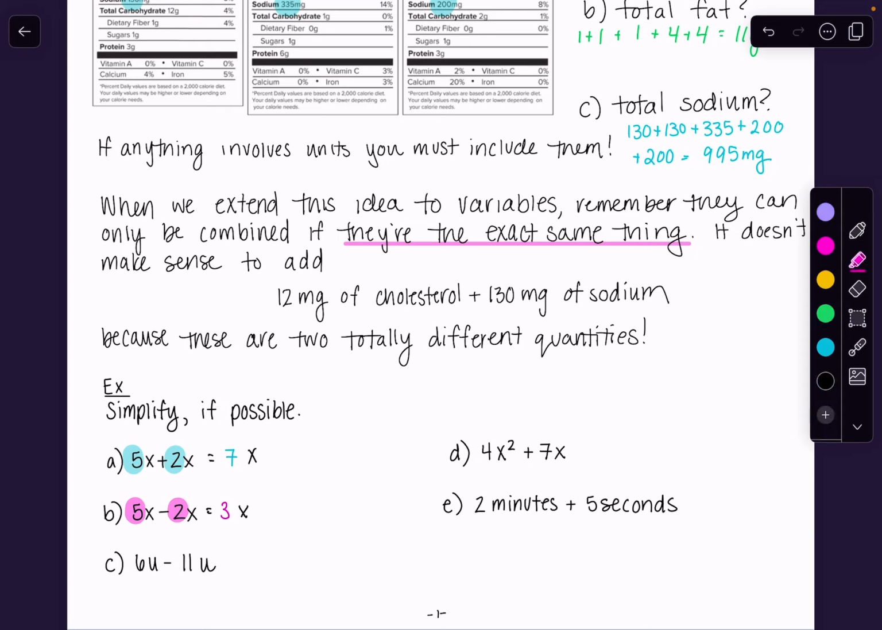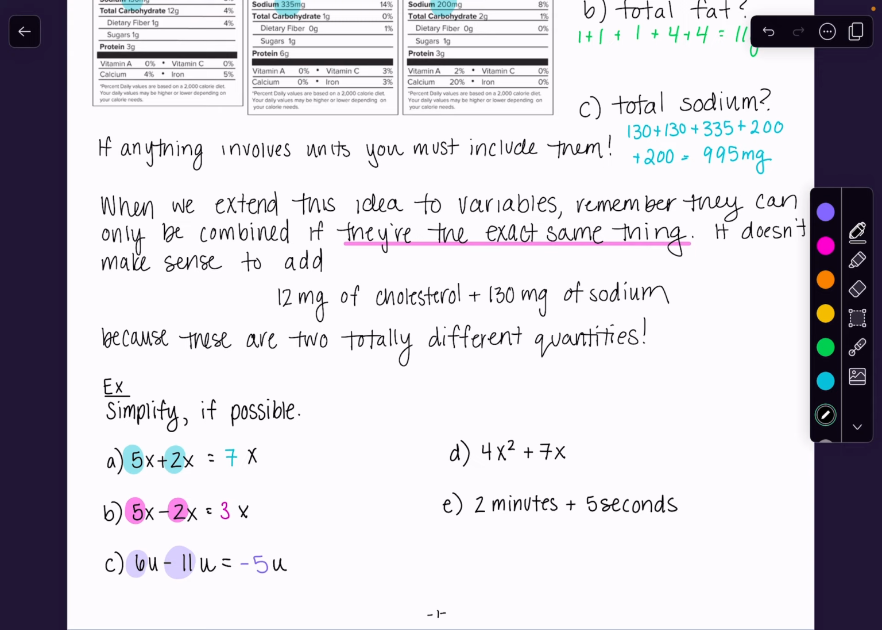Okay. If you change the variable, same thing. 6u minus 11u. I want to keep track of how many u's I have. So if we do 6 minus 11, this gives me negative 5. And my unit is just u. So in total, I have negative 5 u's.